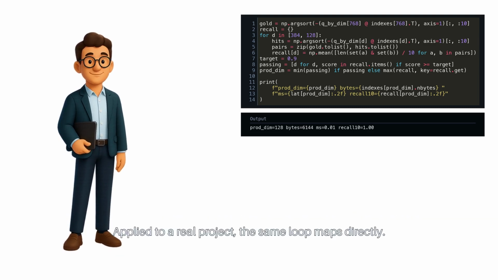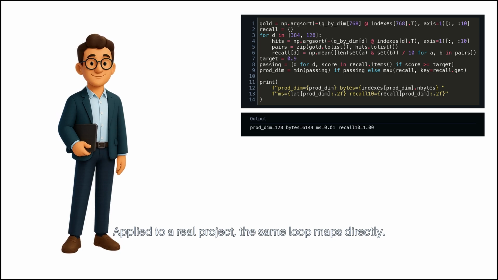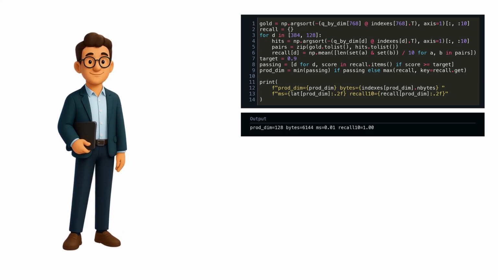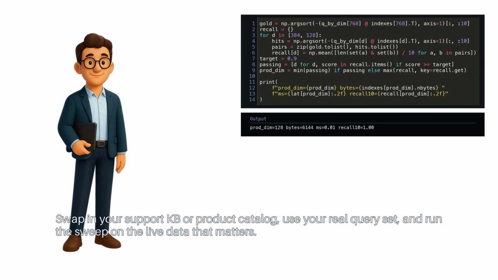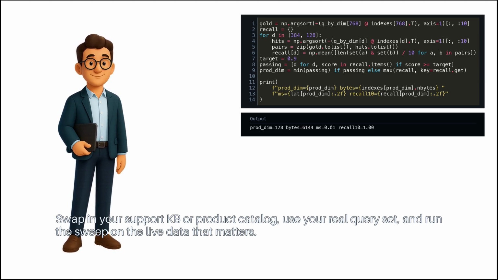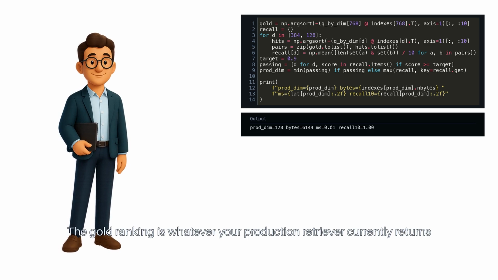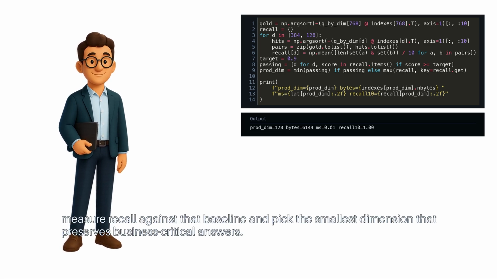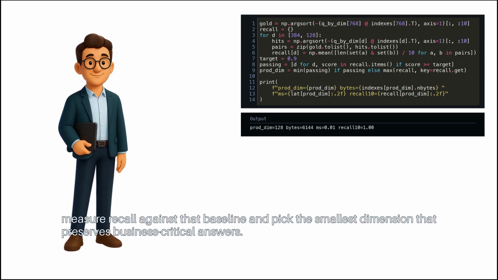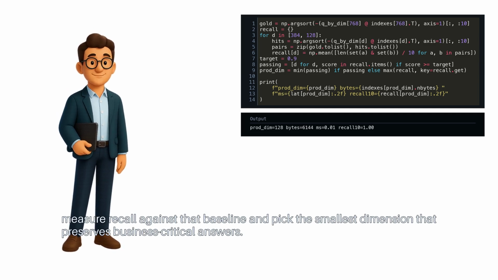Applied to a real project, the same loop maps directly. Swap in your support KB or product catalog, use your real query set, and run the sweep on the live data that matters. The gold ranking is whatever your production retriever currently returns. Measure recall against that baseline and pick the smallest dimension that preserves business-critical answers.